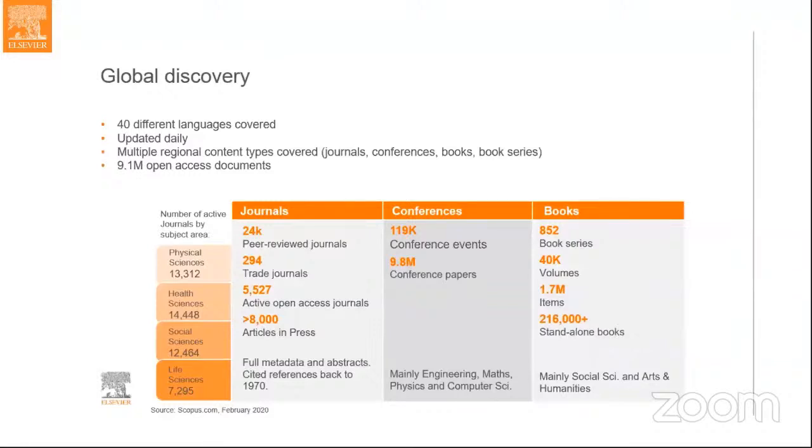In terms of the scope and the variation of the content in Scopus, you will find more than 40 different languages covered. So in Scopus, you will find different languages, but the abstract will always be in English. It is updated daily. It contains more than 9 million open access documents. It covers journals, conference proceedings, and books, and other types of materials as well, but mainly those. And it is multidisciplinary. So it covers physical sciences, health sciences, social sciences, and life sciences.